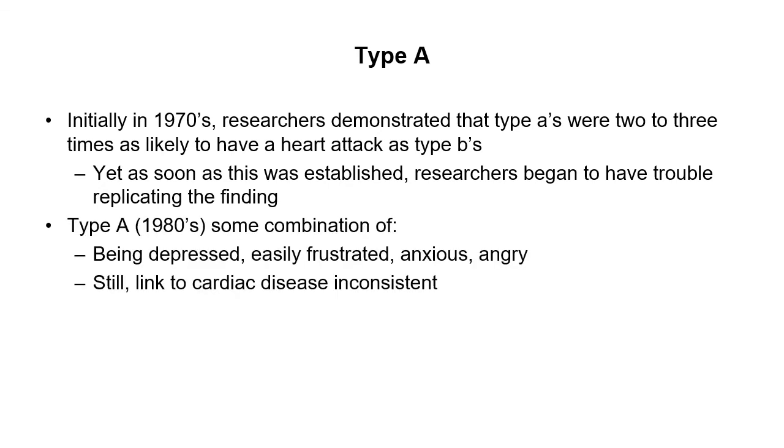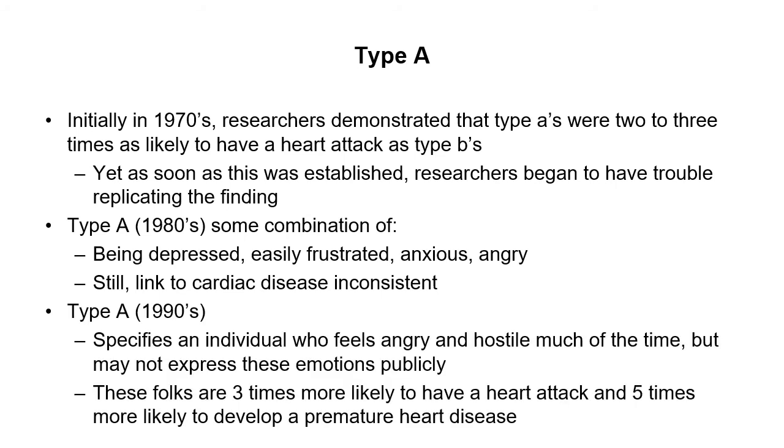Which got to the 1980s. Type A was looked at as being, again, easily frustrated, but also depressed, anxious, or angry. But again, the links to cardiac disease were still inconsistent. And finally, in the 90s, it would be more people who are angry and hostile much of the time, but don't express the emotions publicly. And specifically this type of type A person.